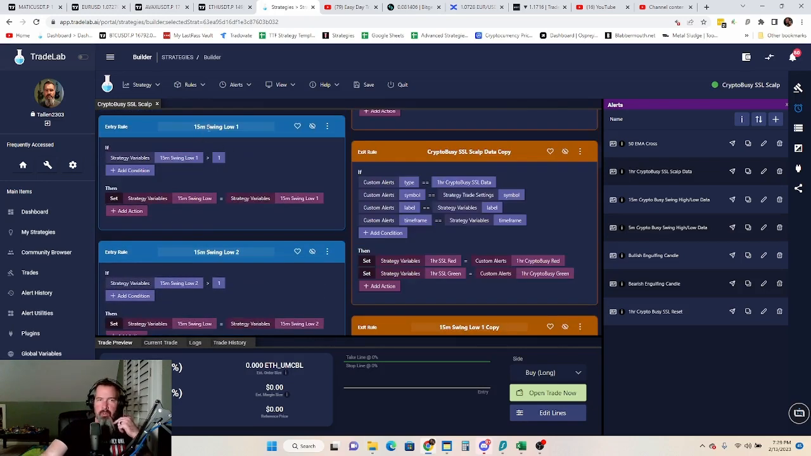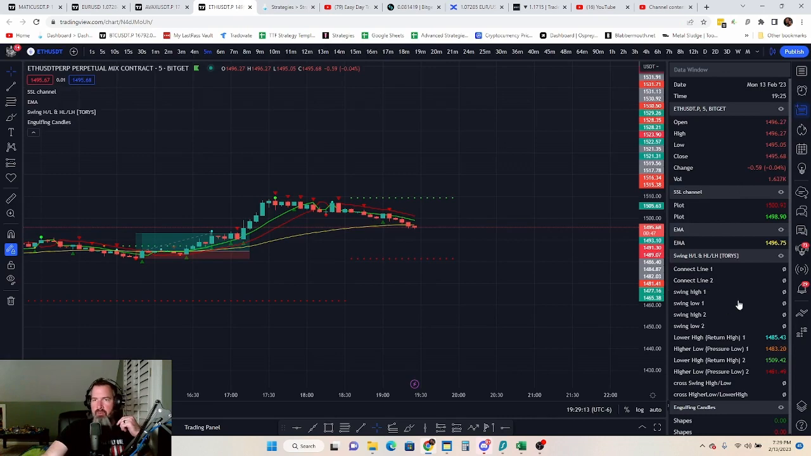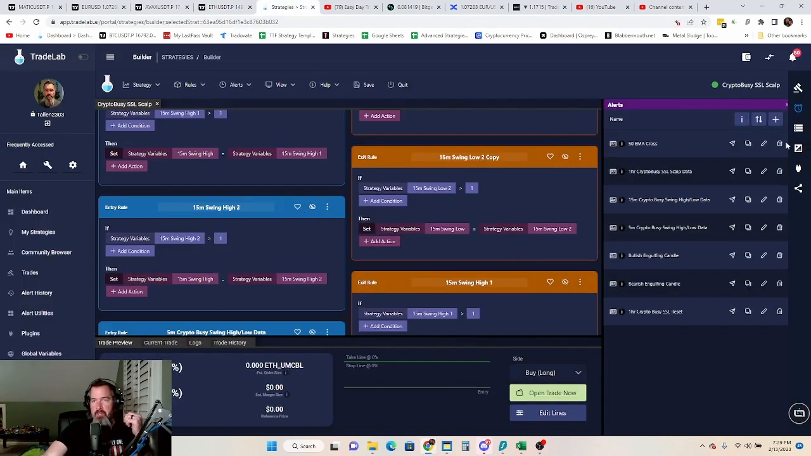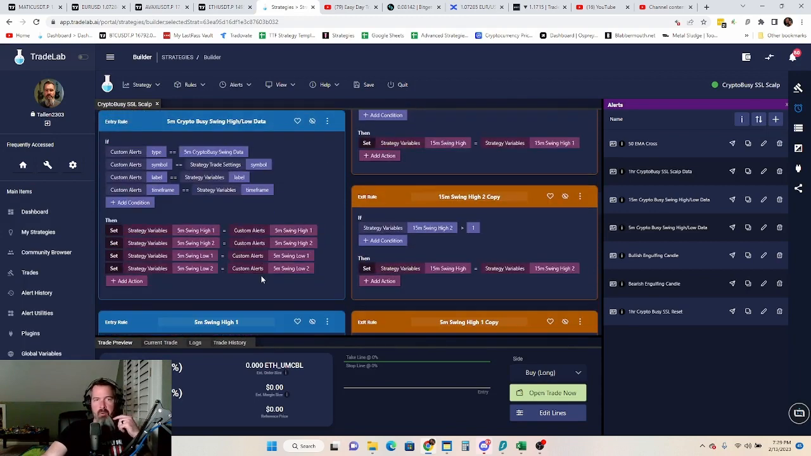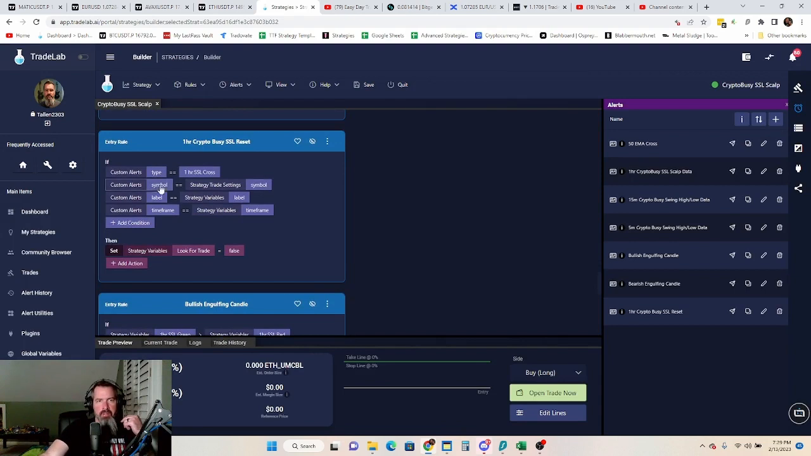Then we've got our rules that change each one of those. So when we get a new swing low 1 or swing low 2 data point from our data window, it will change our strategy variables, which for swing high and low in the 15-minute, and we have one for the 5-minute right here. Same rules. And here is our reset.